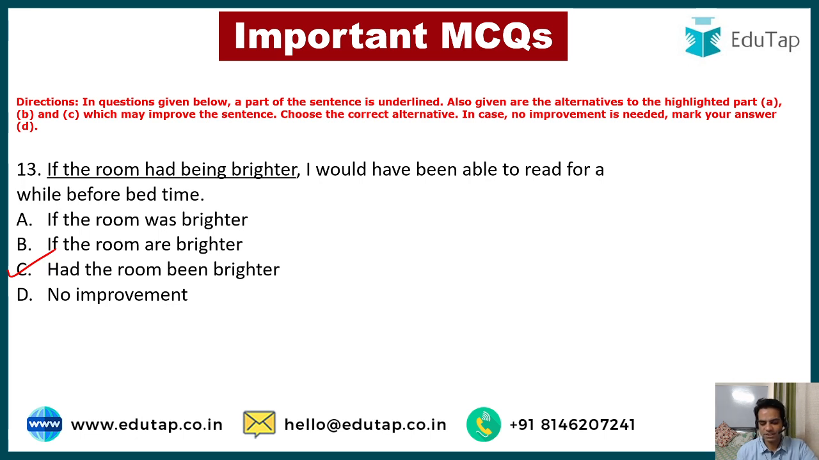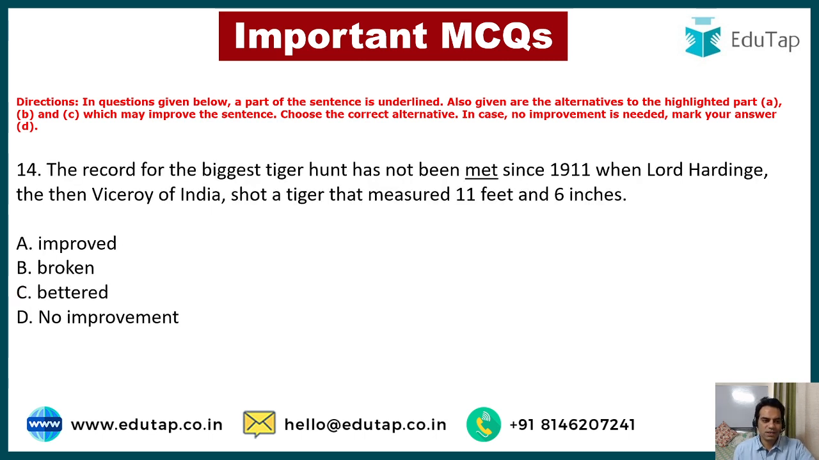So guys, there are some tricky rules out there that you need to be well versed with. Moving on to the next question, guys. The record for the biggest tiger hunt has not been met since 1911, when Lord Hardinge, the then Viceroy of India, shot a tiger that measured 11 feet and 6 inches. God, that is long. So guys, the record for the biggest tiger hunt has not been met. What should be the replacement for met? Improved, broken, bettered, or no improvement? So guys, records are broken. The correct option here is option number B. The record for the biggest tiger hunt has not been broken since 1911. So that was the correct option, guys.